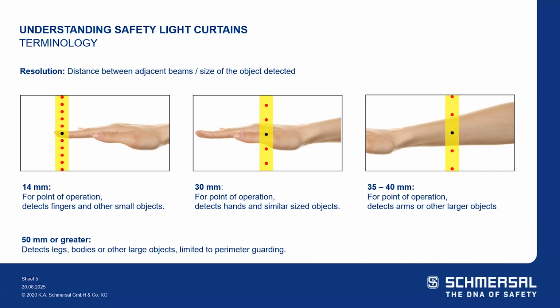And when you move up to 35 to 40 millimeter resolution, it's still applicable for your point of operation applications, and here you're detecting arms or other larger objects. Anything that's 50 millimeters or greater is where you're typically going to detect legs, whole body, or other larger objects, and that will be limited to perimeter guarding applications.